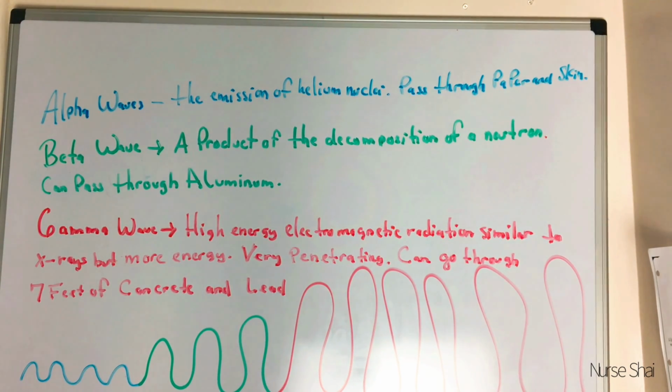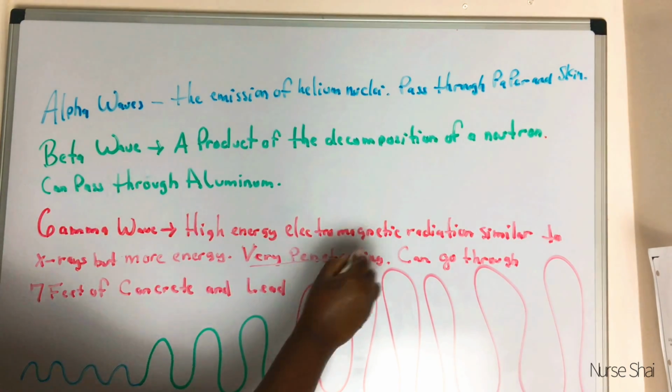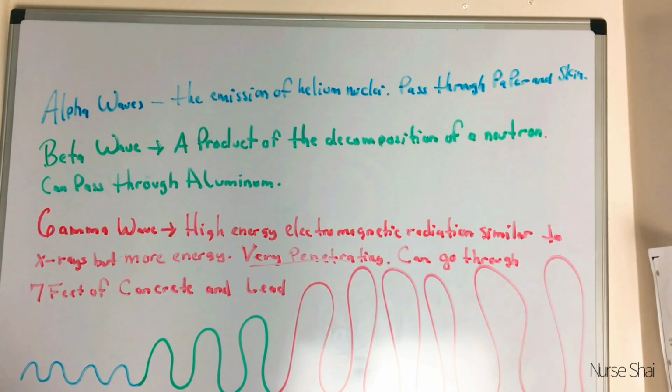And then we have the gamma wave. It's very high energy, it's electromagnetic, very similar to X-rays, but with more energy. It's very, very penetrating. It can go through 7 feet of concrete and lead. Oh my God. You can see the demonstration of its power right there. On the test, they might ask you what wave is the strongest, what wave is the weakest, and you can just see that pictured here.